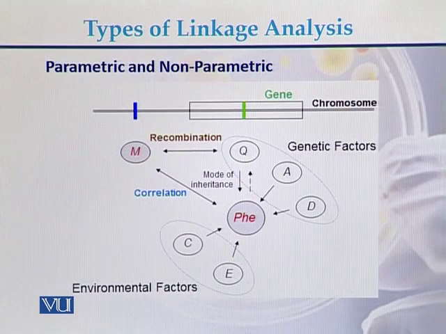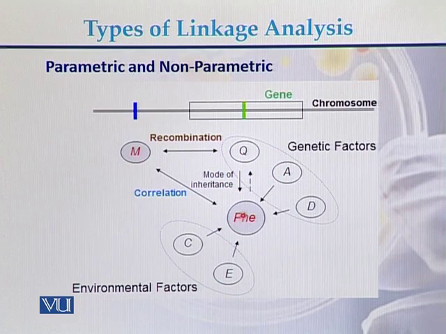In this diagram, we try to understand the difference between parametric and non-parametric linkage analysis. Here is the chromosome, here is the gene, and here is a marker. If the phenotype has pure genetic factors, as opposed to pure environmental factors, then a strong genetic effect usually shows a recombination frequency between the marker and the phenotype. Mode of inheritance is also checked before performing the linkage analysis.